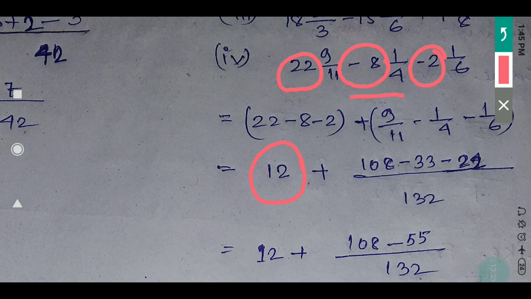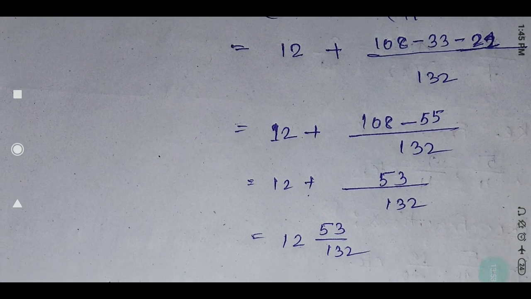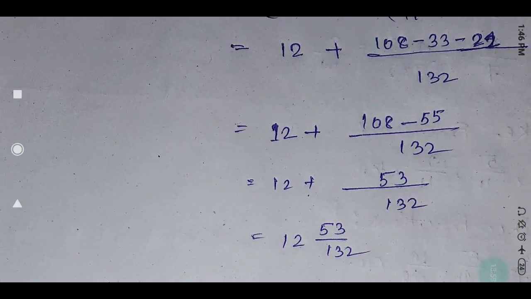Then for 6, 6 times 22 is 132, so 22 times 1 is 22. Now after doing the subtraction, you will get 12, then 108 minus 55 by 132. So here you have got 12 plus 53 by 132. Now, all the addition is given, one fractional part and one whole number part, so you can remove the addition, and it will be in the form of a mixed fraction, 12 53/132.